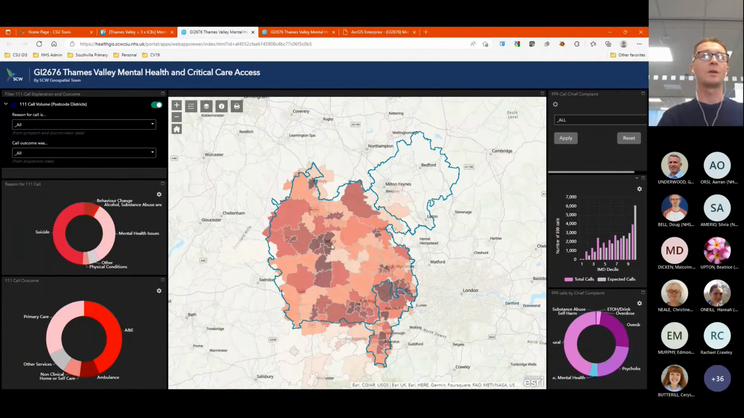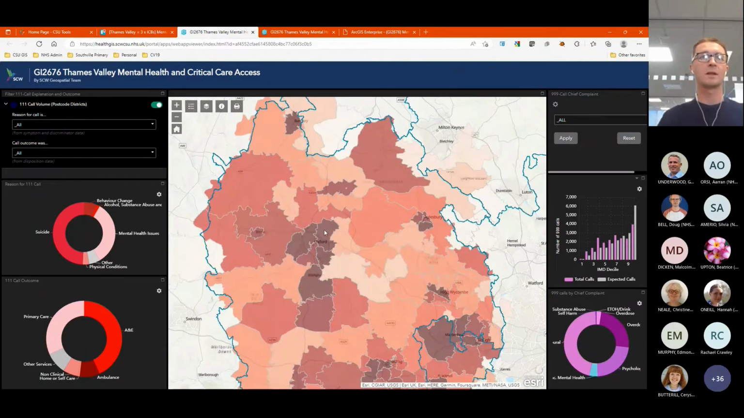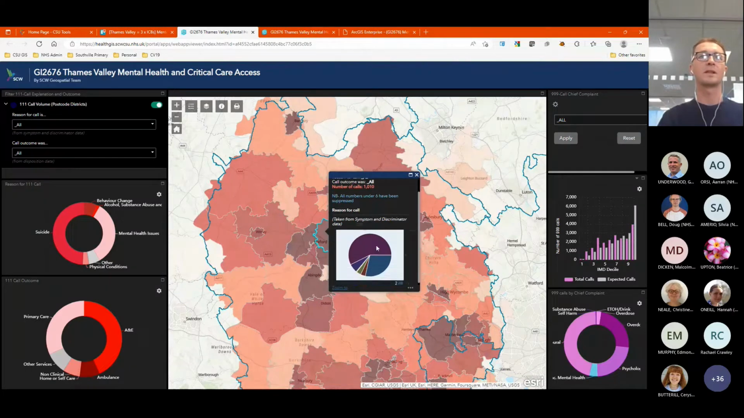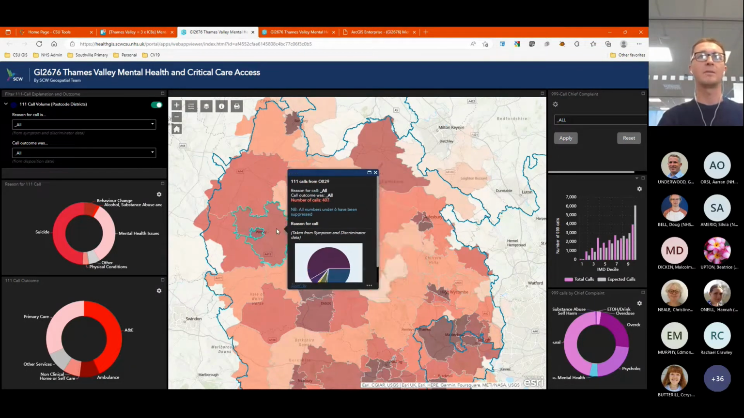For every area, the data is interactive, so you can click on this area. So this is OX3. It tells you the exact number of calls, so 1,010 in the time period. It gives you a little breakdown of the reason for calls, and you can click on this for any of the areas.